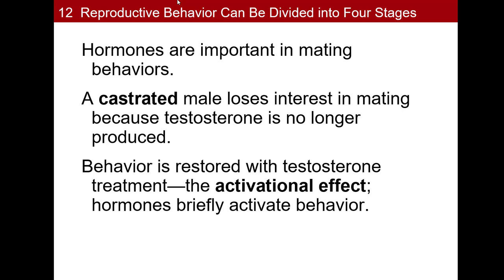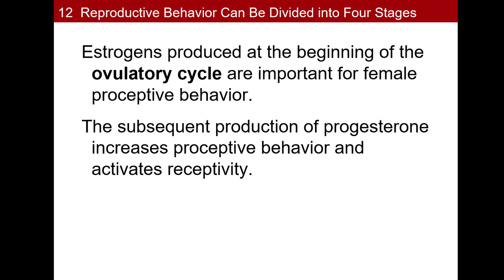The interest will be rekindled in the mouse for a limited time until that hormone shot wears off, so until the testosterone is excreted from his system. And then he would go back to that testosterone level of sexual interest. So this is an activational effect because it only lasts for a short period of time.